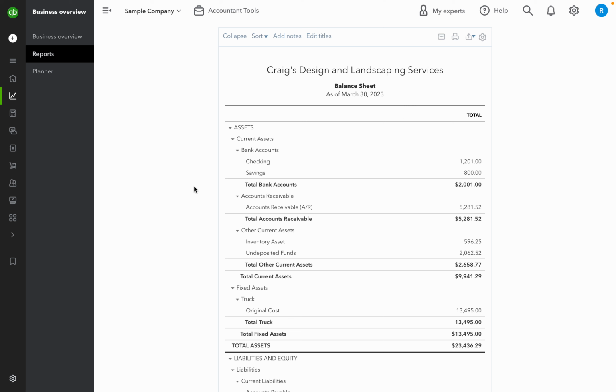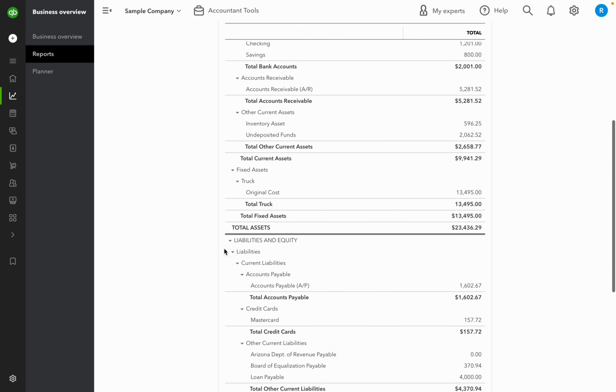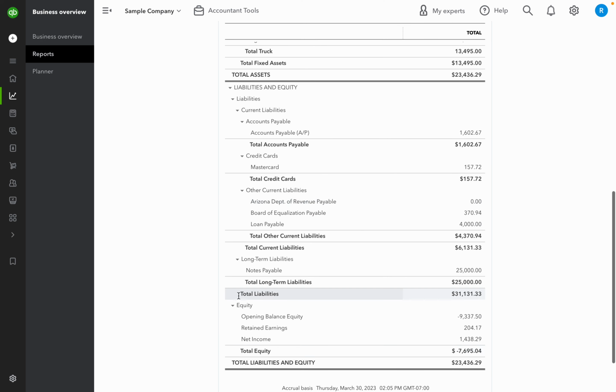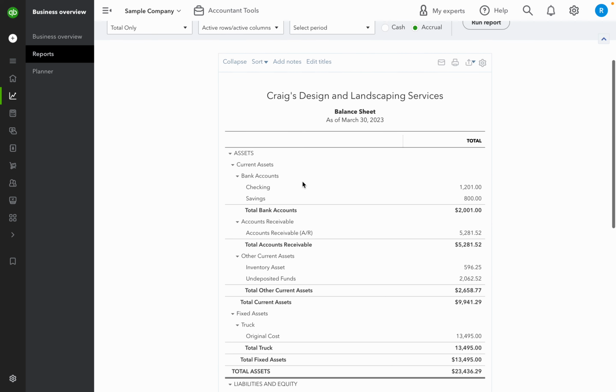So when you're looking at the balance sheet, it's going to show you three things. It's going to show you what you own in terms of assets, what you owe in terms of liabilities, and it's going to show your equity, which is essentially going to be how much you have left in the company or what is the company worth. So the asset section is going to be shown at the top, the liability section comes next, and then the equity section comes last.